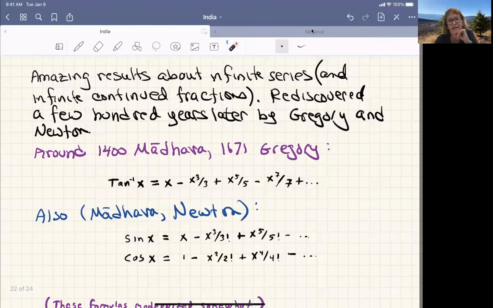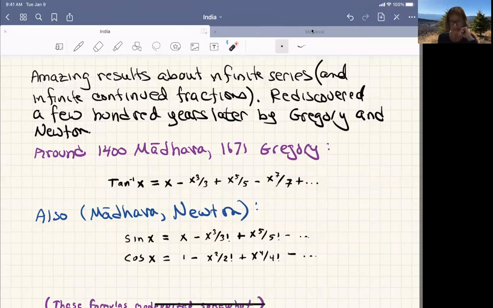So let's see what else he did. Well, he had some amazing results about infinite series, as well as infinite continued fractions. That's something that you also might see in a number theory course. I won't explain that here, but it's also a pretty cool concept.